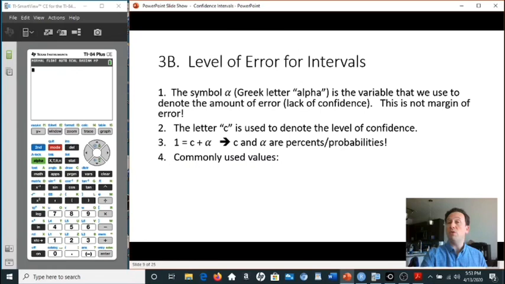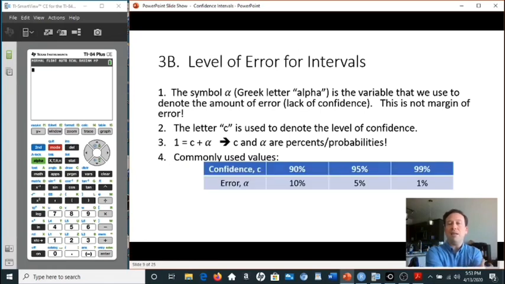And here are commonly used values. These are the ones you're going to see mostly. I would strongly recommend that if I give you any tables of numbers, you copy them down. So for level of confidence, the most commonly used ones are 90, 95, and 99% confidence. And therefore, if you look at the errors, each column adds up to 100. So if you have 90% confidence, you're going to allow for 10% error. If you have 95% confidence, you will allow for 5% error. And for 99% confidence, you allow for 1% error.